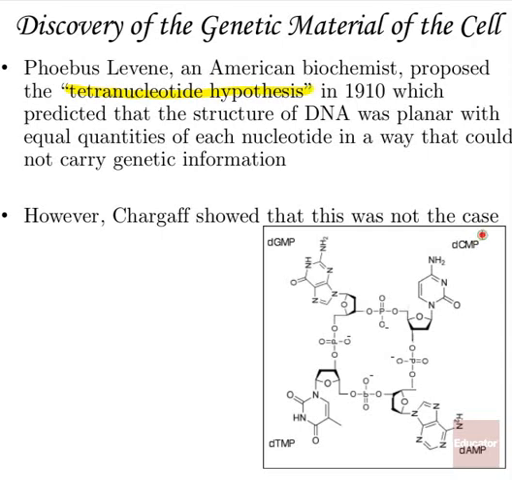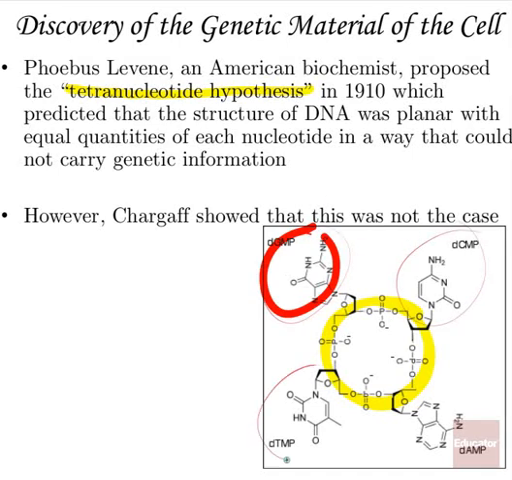He predicted that the structure of DNA was planar, and equal quantities of each nucleotide were in each plane. So it looked like this down here. So we had a guanine, a cytosine, a thymine, and an adenine in each plane. And they look like squares, and they added one on top of each other. Okay, so on and so forth. With the phosphate backbone in the middle and the bases on the outside. Okay, the bases on the outside.